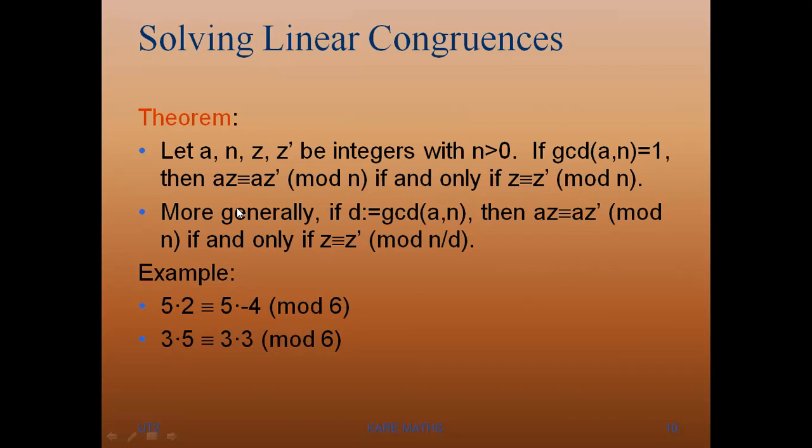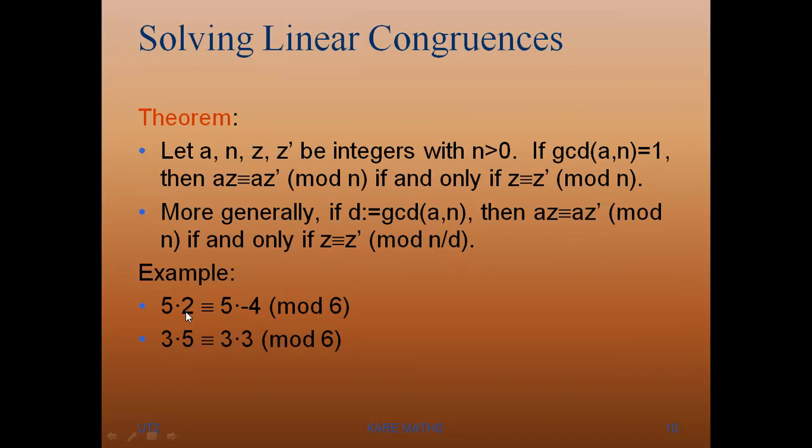Otherwise, more generally, what can we say here is, if d is equal to GCD of a, n, then az is congruent to az' modulo n if and only if z is congruent to z' modulo n by d.